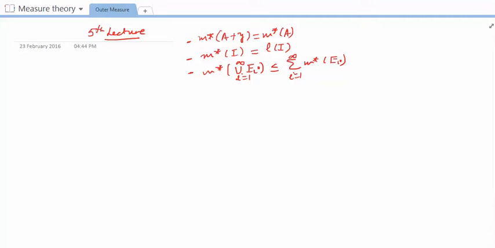So in this video we will prove this third property. We have already proved the first property, and in the next video we will prove the second property. So let us prove this third property. This property of outer measure is called countable subadditivity.